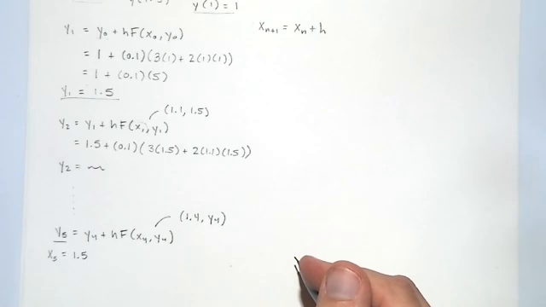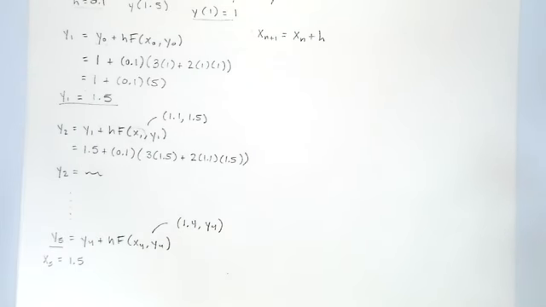Euler's method again, but this time a word problem with some electrical currents, circuits. I can read.